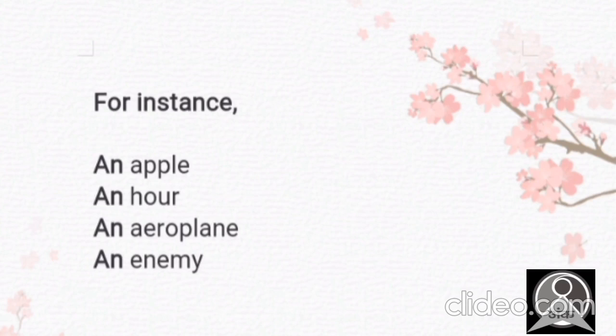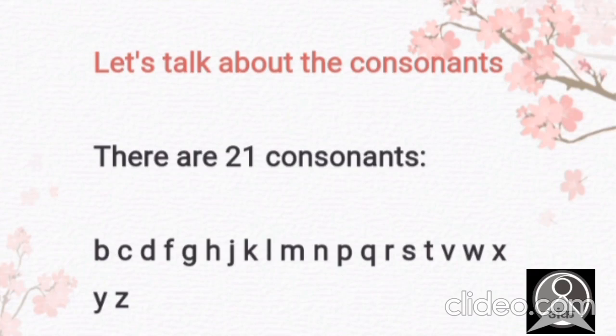The next one is an airplane. This is clear. It is starting with the vowel A and the sound is also of a vowel, so that's why we are putting an here. The next one is an enemy. The same thing is here. It is starting with a vowel letter E, and it sounds like a vowel. Enemy. So that's why we are putting an here. I hope this is clear to all of you.